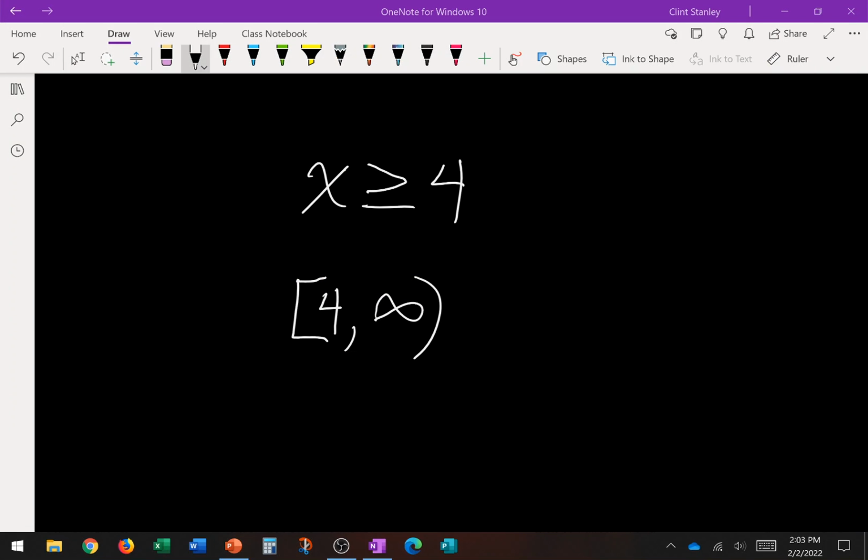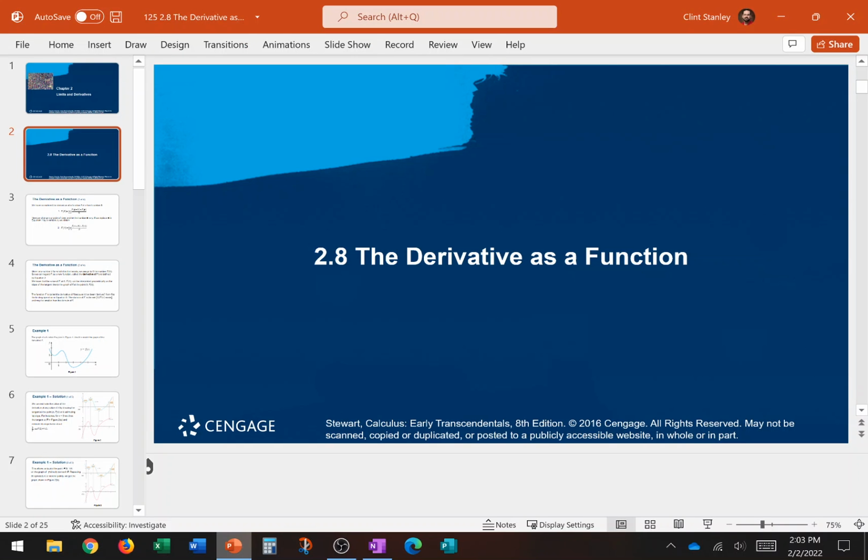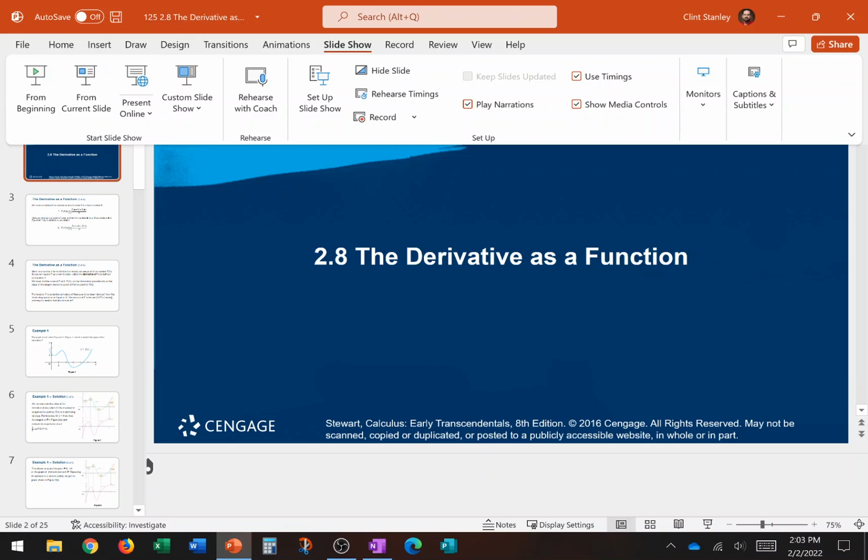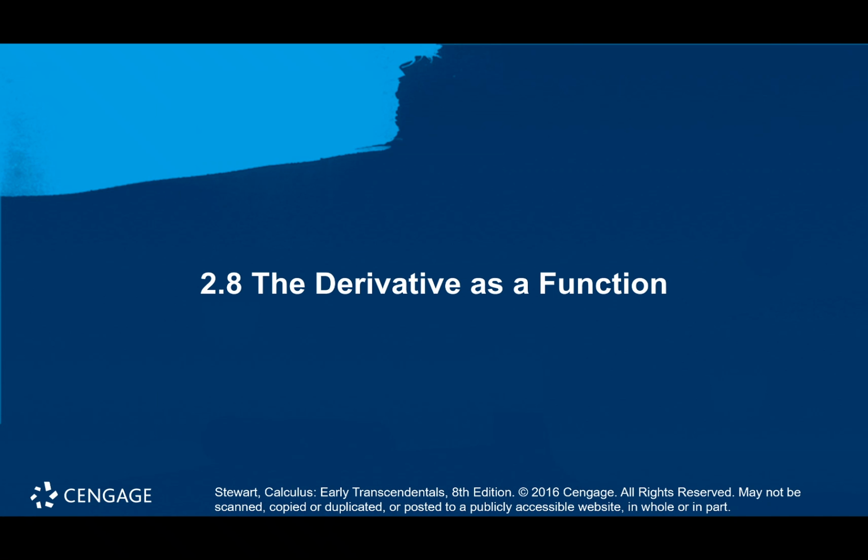All right, well, let's look at section 2.8 then. We don't really have new calculations or anything. In 2.8, what we're doing is just shifting our thinking a little bit.